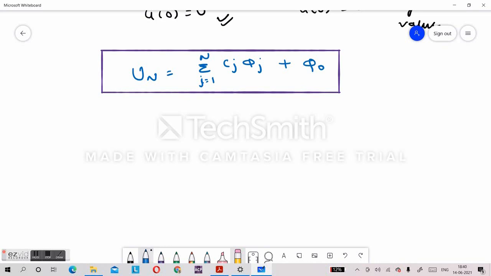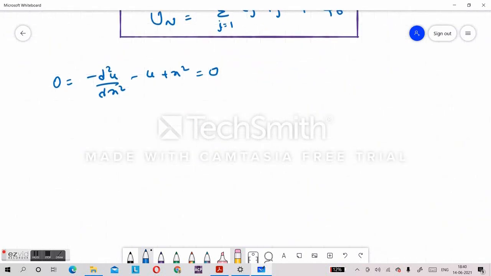We already solved this. What was the equation? The equation was: minus d square u over dx square minus u plus x square equals to 0. First we multiply it with w and integrate it. We have already seen it, that's why I'm going a little fast. If you have any doubt, you can check my previous video and you will get an idea about it.